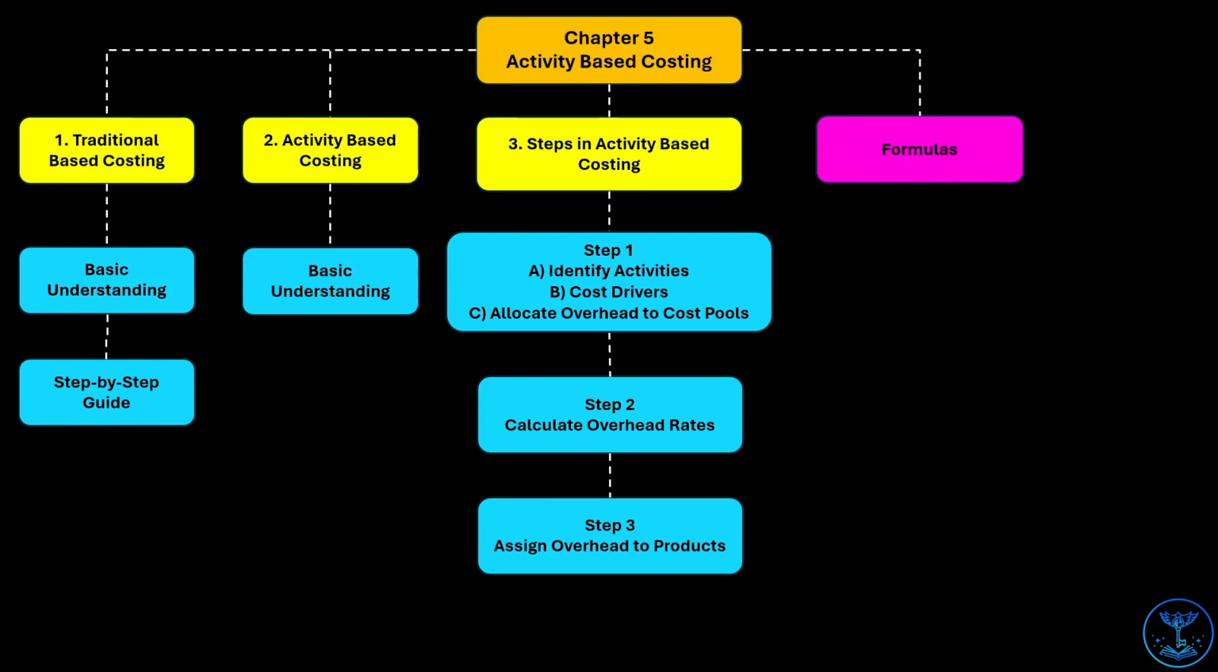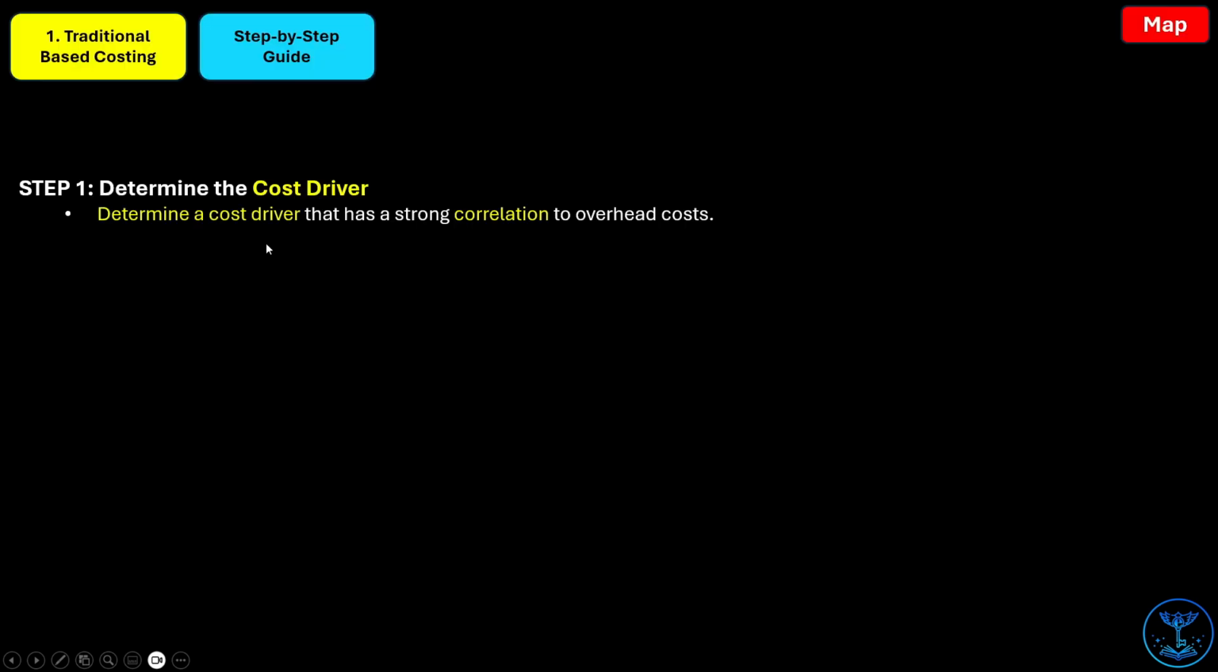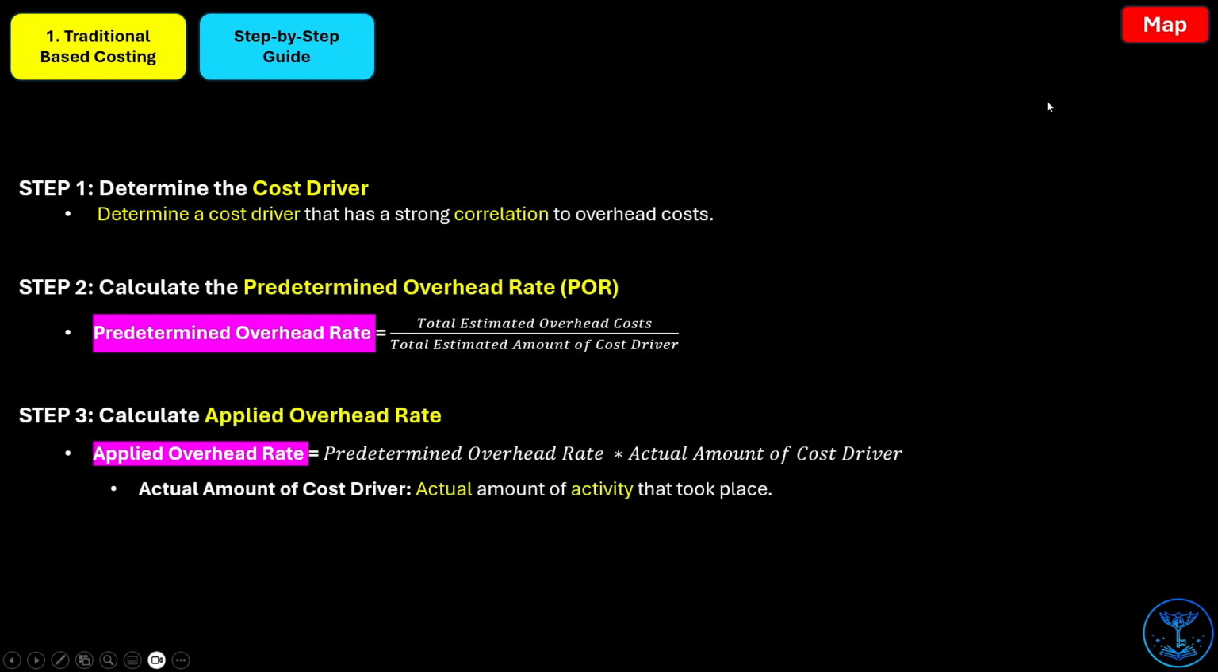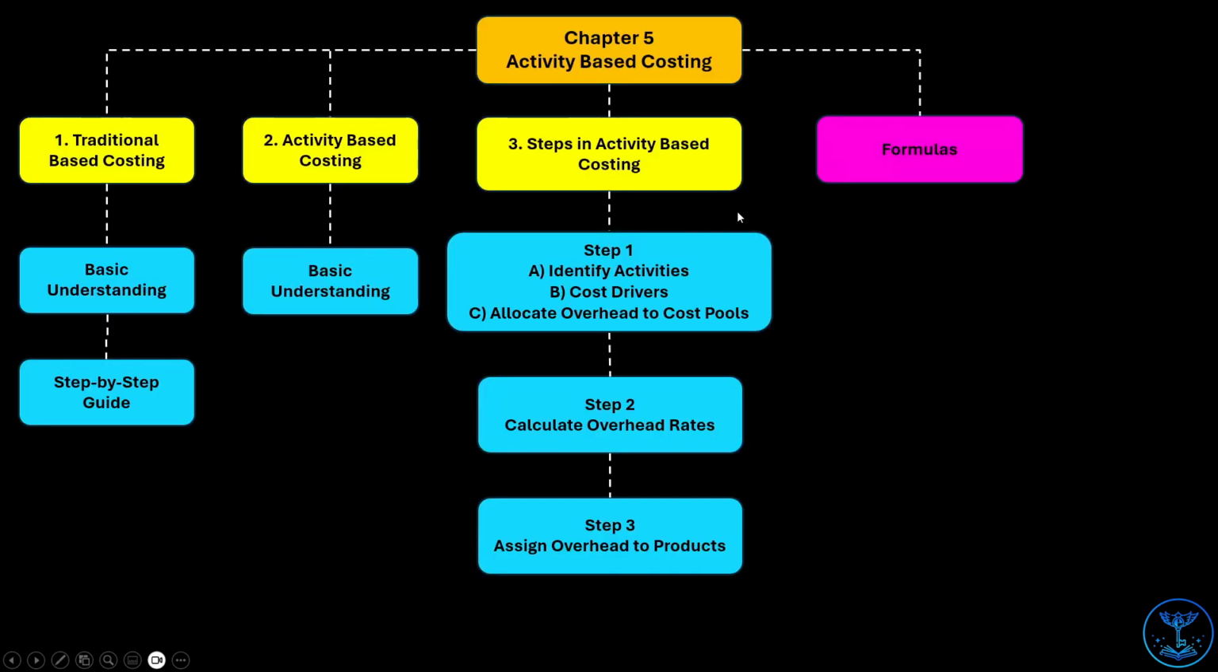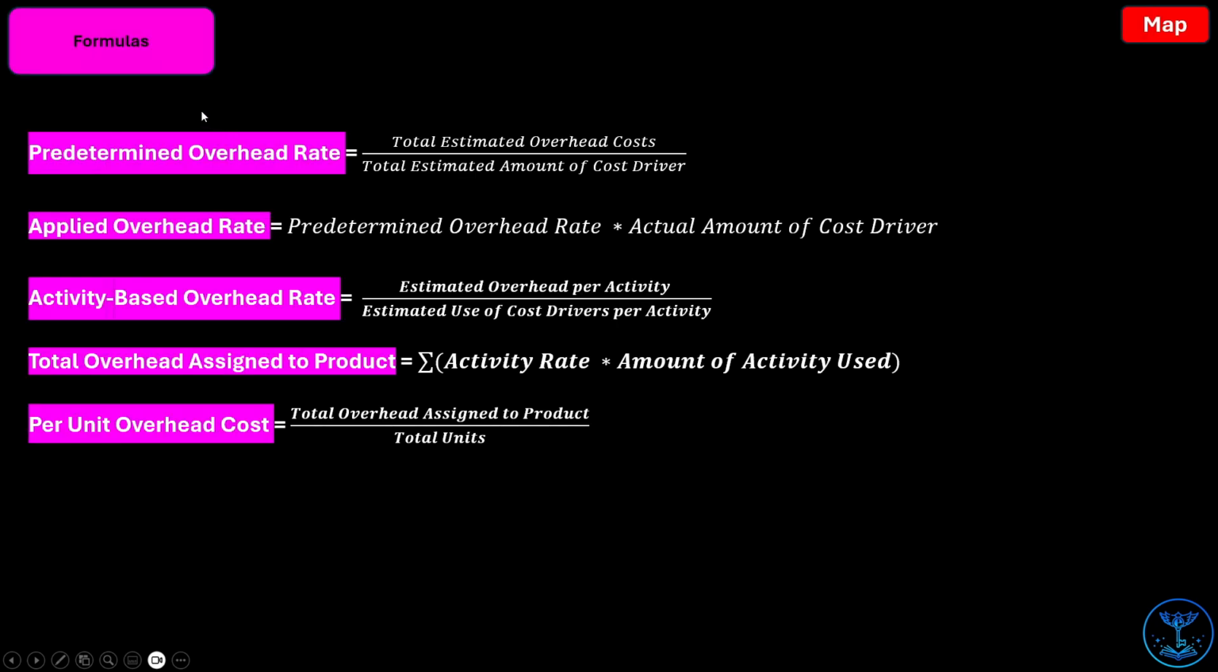You can follow along with the video by downloading the file and accessing all this information in the description below. So how does this work? Well, you can see here it's kind of like a mind map where you can click on any cell that you want and it takes you to that information. So if we want to learn about the steps in traditional based costing, I could just click on this one and go through the steps like that. And it's very easy. If I want to go back, I click on the map on the top right. If I want to look at all the formulas for this chapter, I can click it and it brings me to all the formulas needed.